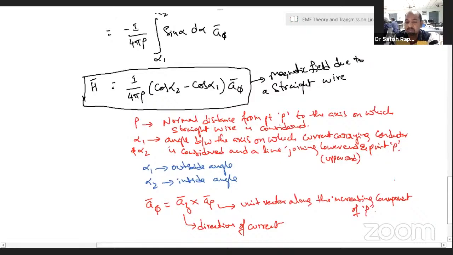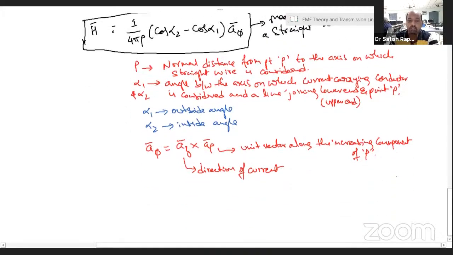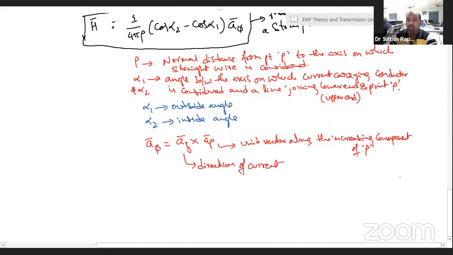Rho is the normal distance from point P to the axis on which the straight wire is considered. Now alpha 1 and alpha 2 are the angles, where alpha 1 is the outside angle and alpha 2 is the inside angle. Please remember that. And a_phi bar is a_z bar cross a_rho bar, where a_z bar is the direction of the current and a_rho bar is the unit vector along the increasing component of rho. So these are the important points to be remembered.